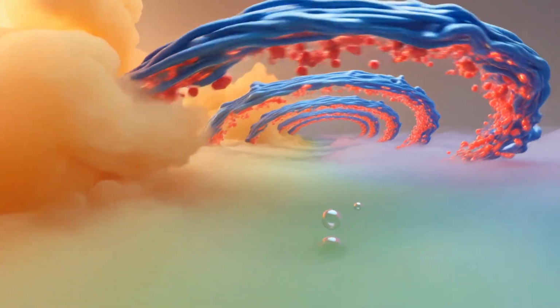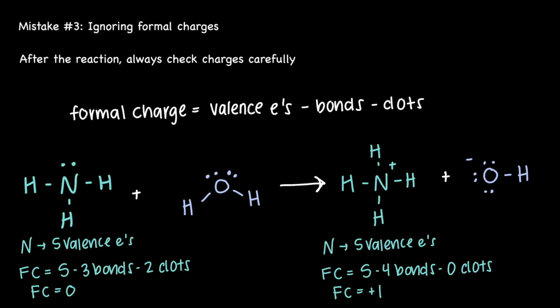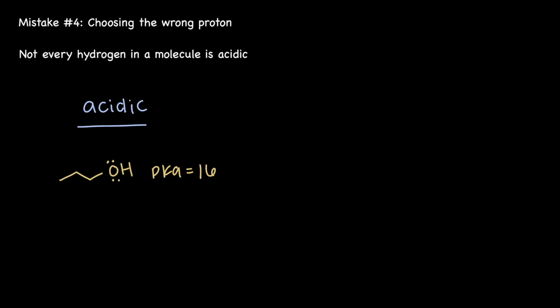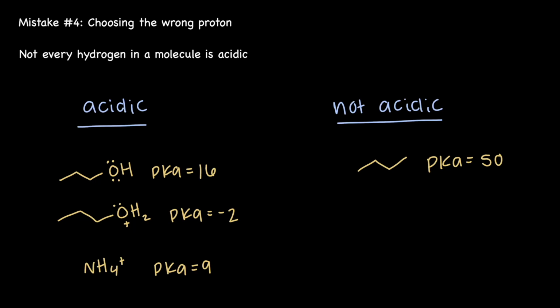Mistake number 3, ignoring formal charges. After the reaction, always check charges carefully. Formal charge equals valence electrons minus bonds minus dots. Mistake number 4, choosing the wrong proton. Not every hydrogen in a molecule is acidic. Hydrogens attached to oxygen or positively charged atoms are usually much more acidic than hydrogens attached to carbon.